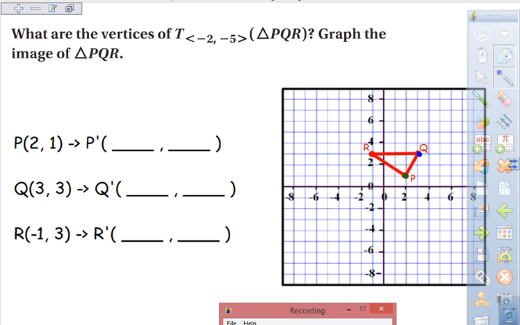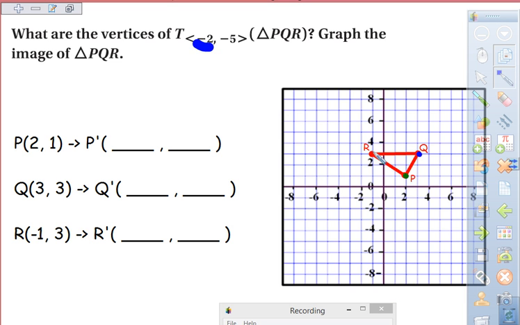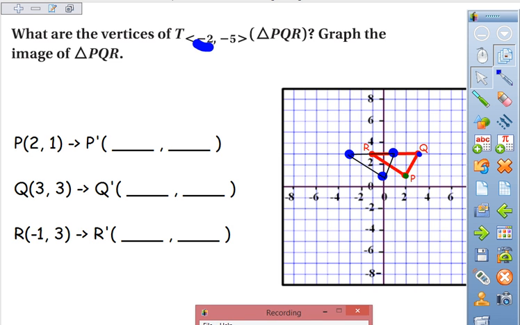So let's try a translation. What are the vertices of the translation ⟨−2, 5⟩ of triangle PQR? Graph the image. So this is the pre-image, and we need to move this according to our vector notation. The first number takes us forward or backwards, and the second number takes us up or down. So let's go forward and backwards first. I'm going to take each point and go backwards 2. So 1, 2, make a mark, 1, 2, make a mark, 1, 2, make a mark. I connect my dots, and there is my image.